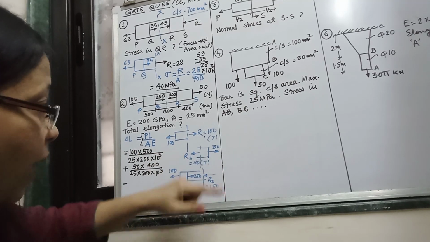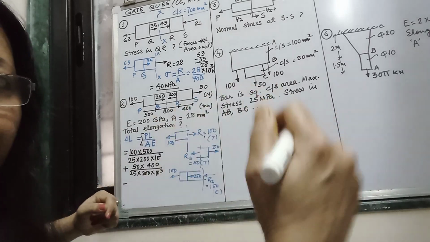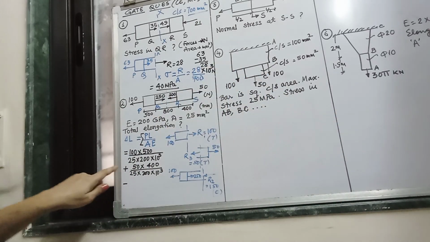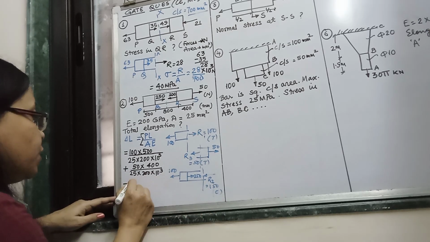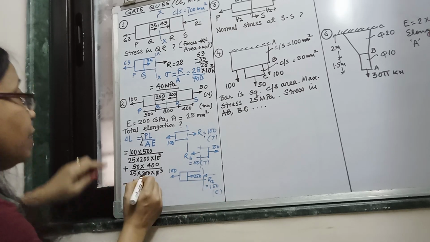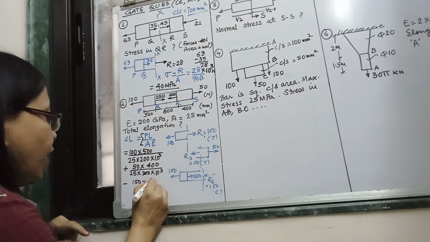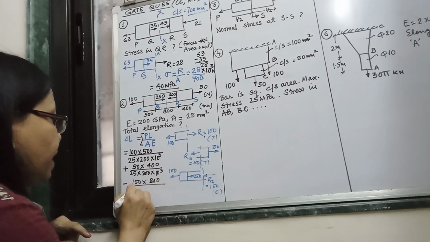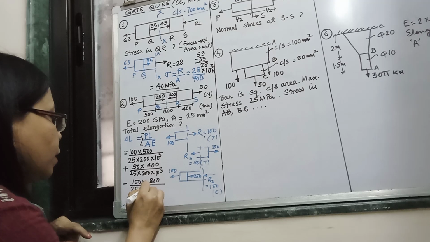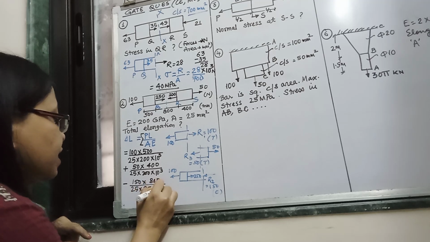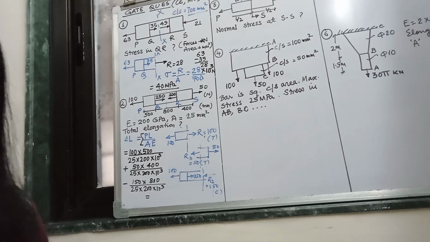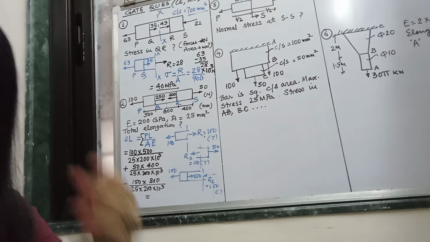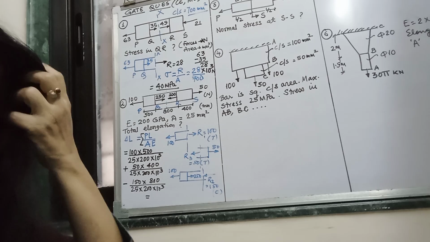Now the direction of this arrow means this is compression, a push, so it will be taken as minus. Is it okay? So minus 150. What is the length of the middle part? It is 800. AE remains the same. So do it and let me know in the comment section how much you are getting.